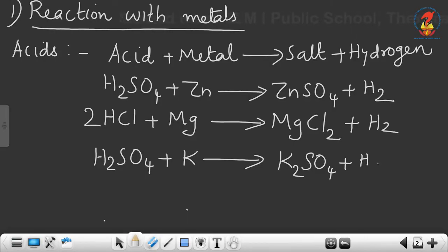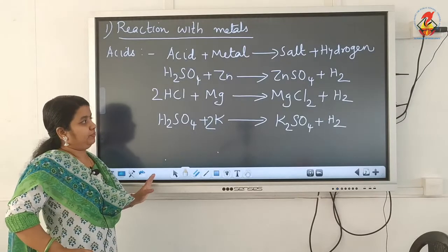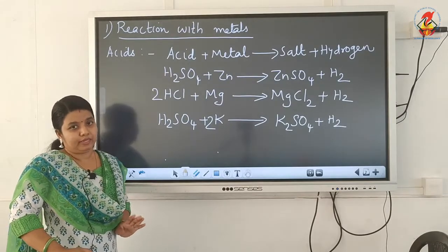K2SO4 plus H2. Okay, so this is the balanced equation for this reaction. I hope it is clear to you.